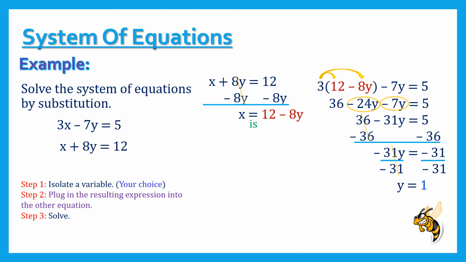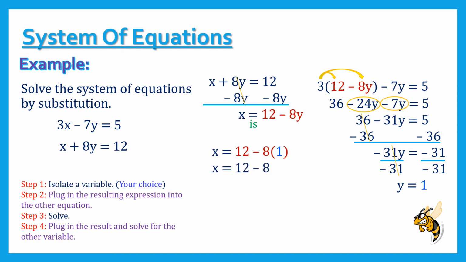Now that I know that y is equal to 1, I can replace it in the expression 12 minus 8y. So therefore, x is equal to 12 minus 8 times 1 because y is 1. x is equal to 12 minus 8, so therefore x is equal to 4. Now that I have a value for x and a value for y, I'm going to go ahead and substitute it into both equations to make sure it works for both equations.